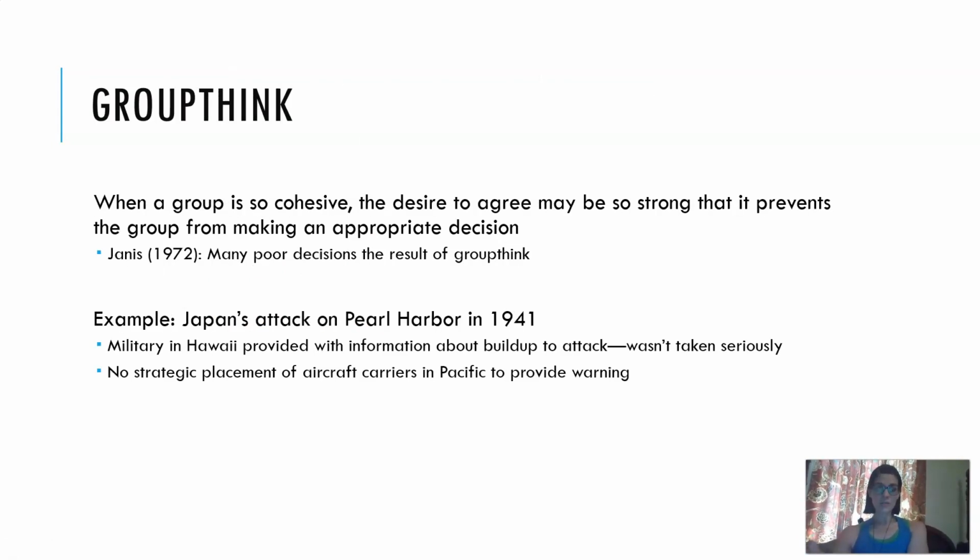Now, getting back to groupthink, and I kind of jumped around a little bit, when a group is so cohesive, that desire to agree may be so strong that it ends up preventing the group from making an appropriate decision. An example of this is Japan's attack on Pearl Harbor in 1941. The military in Hawaii were actually provided with information about the buildup to attack. It wasn't taken seriously, and there was no strategic placement of aircraft carriers in the Pacific to provide a warning. And so it ended up taking quite a few people by surprise.